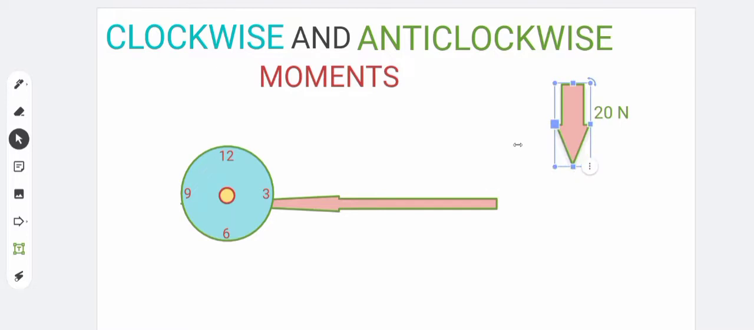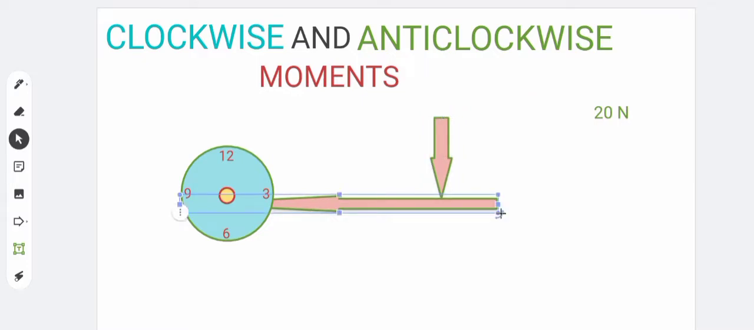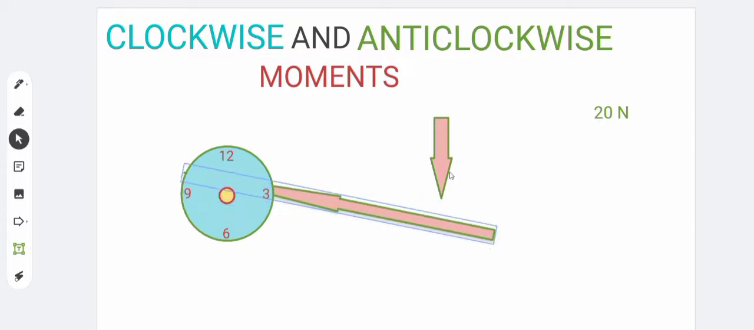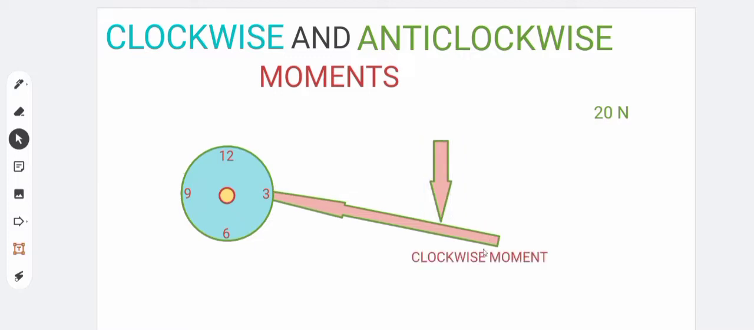Now if I place this and I move it on top of this and I place it on top of this, you will find out that the force is going to push this arm in this direction. So it's going to rotate it in this direction. Now this direction in which it rotates is, as you can see, in the direction in which the normal clock moves. So this is termed the clockwise moment. So as you can see, this is the clockwise direction, so we refer to this as a clockwise moment.